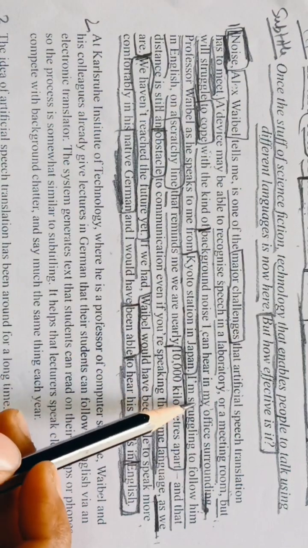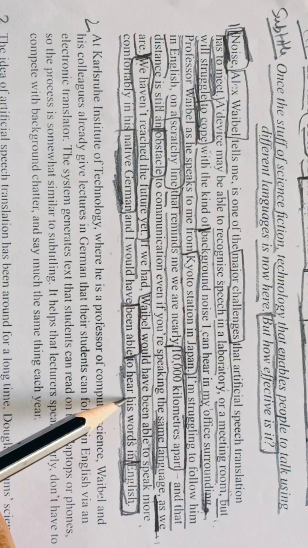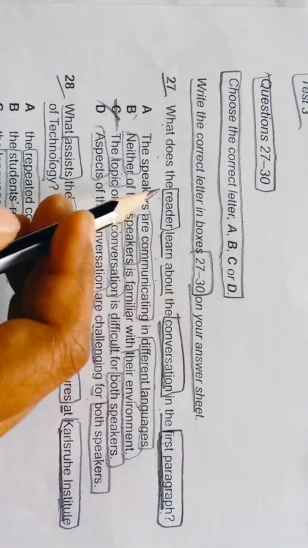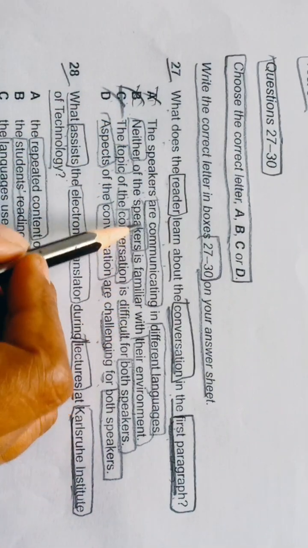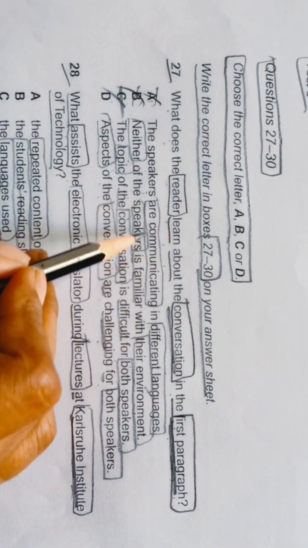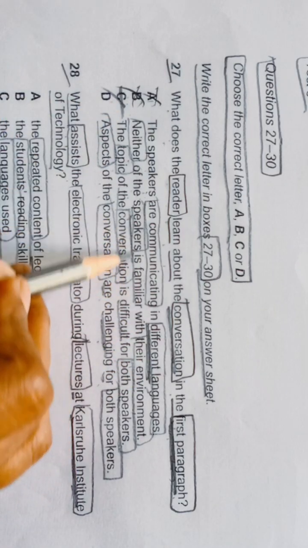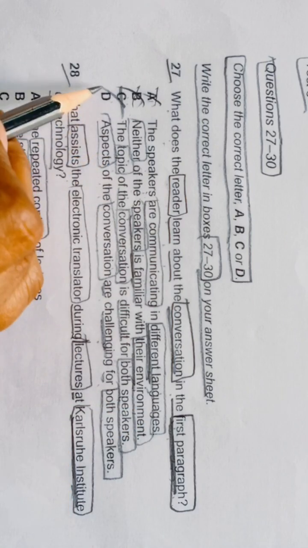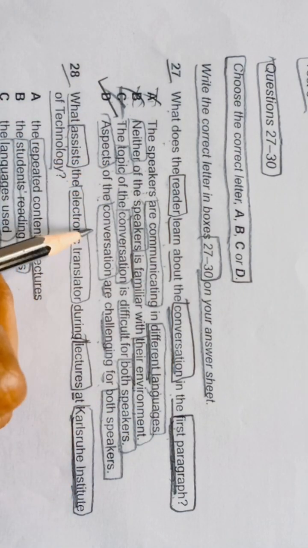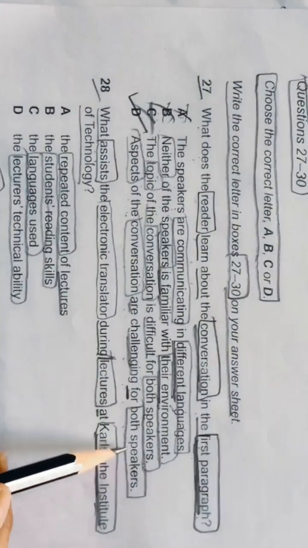So we have not seen anything regarding communicating in different languages. We have not seen the familiar environment in this paragraph. So we will cancel out both the options. We have not seen anything regarding them communicating in different languages, and we have not seen that the speaker is familiar with their environment. This thing also we have not seen, and this also, so only D is remaining. Aspects of the conversation are challenging for both the speakers. Yes, we have seen this line.